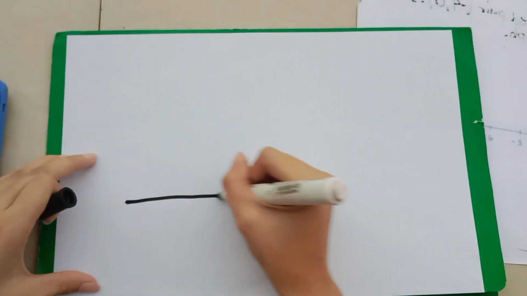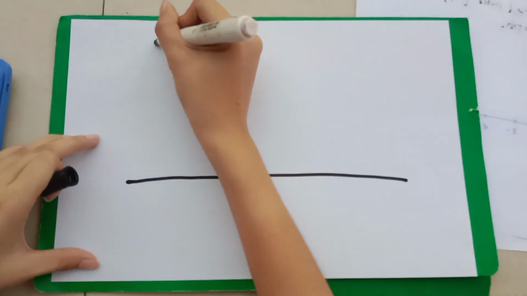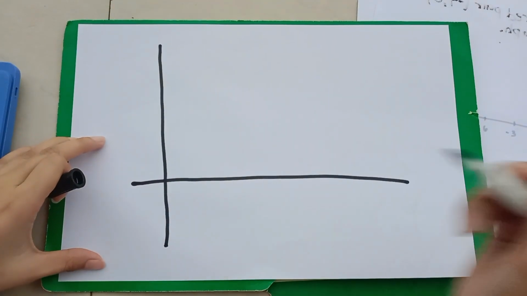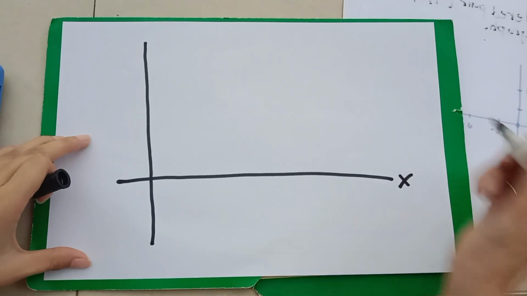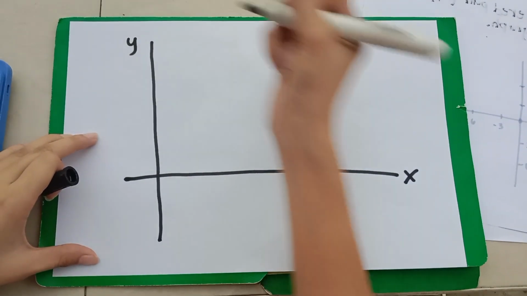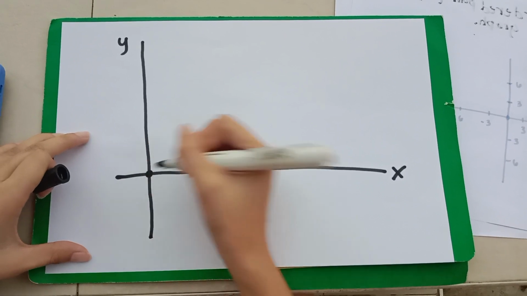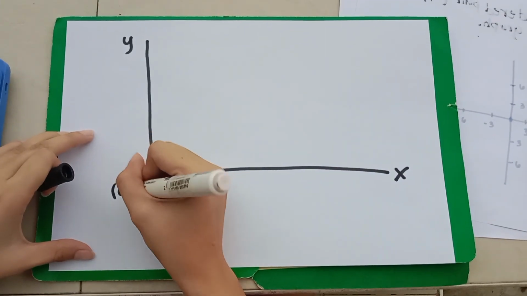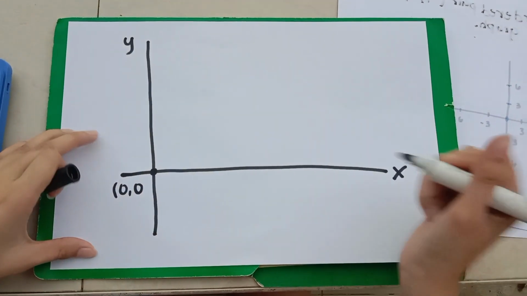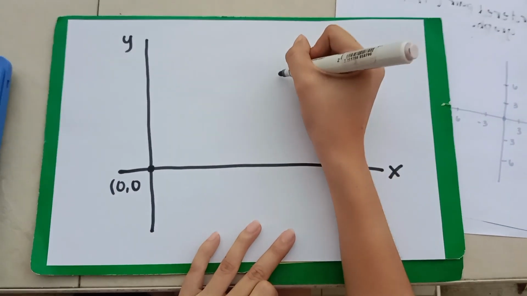Next is the ordered pairs on coordinate plane. So the horizontal line is what we call the x-axis, while the vertical line is what we call the y-axis. So this is our origin. The point where the two axes meet is what we call the origin, and it corresponds to the 0 and 0 ordered pair.